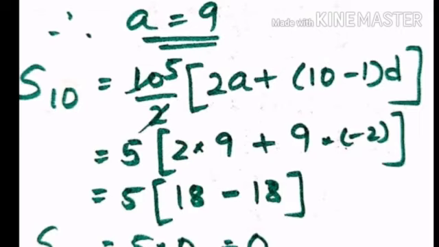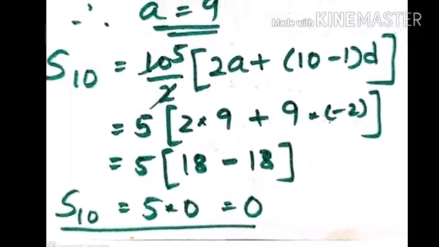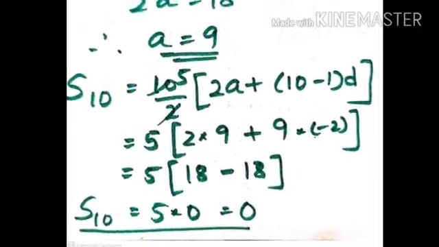So 5 outside the bracket, and inside the bracket, 9 2s are 18 minus 9 2s are 18. Now you see in the bracket, 18 minus 18, what will it be? It will be 0, and anything multiplied by 0 is always 0. So the sum of the first 10 terms will ultimately be 0. That you can see in the next slide, that 5 into 0 is 0. So here we completed our question number 9, that is 0 answer.